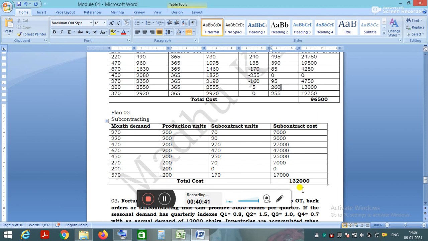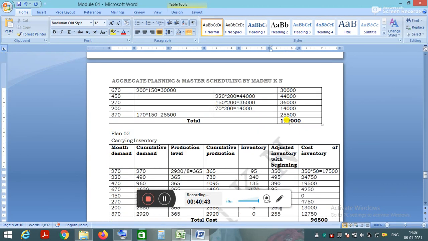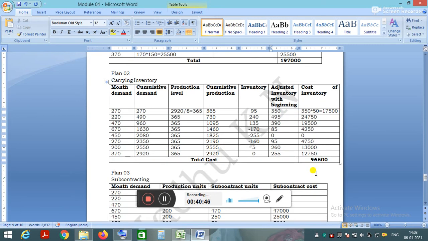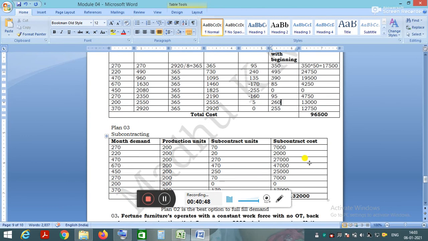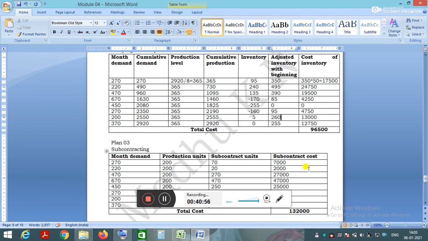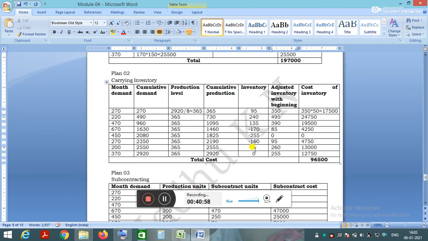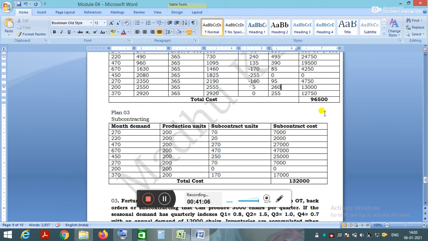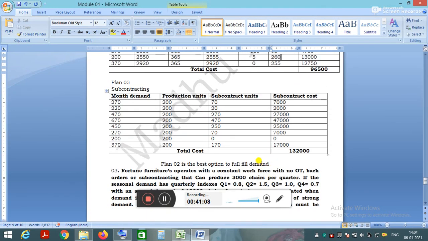Now you can compare all three plans. Plan 1 is 1,97,000, plan 2 is 96,500, plan 3 is 1,32,000. Carrying inventory is the best option, which costs around 96,500. The extra cost to meet the demand is 96,500, and because plan 2 has the minimum cost, we can say that plan 2 is the best option to fulfill the demand.